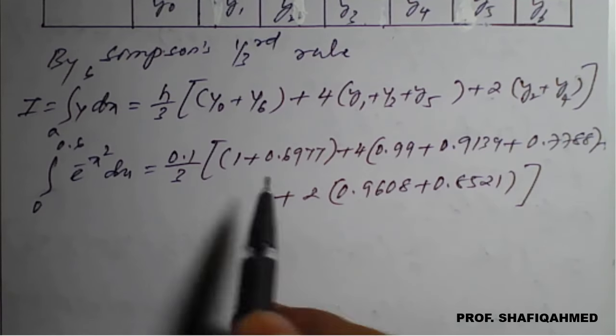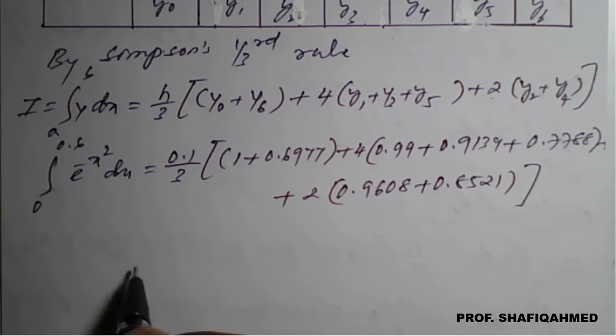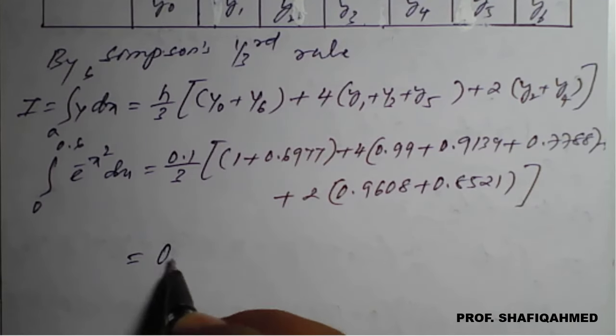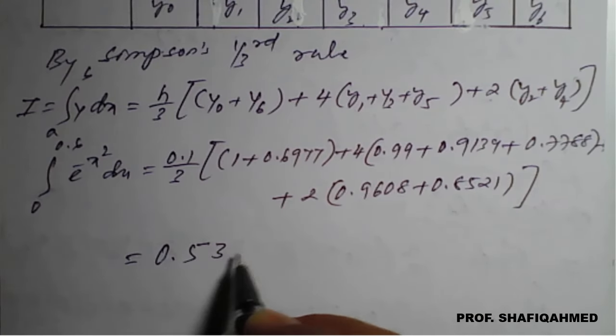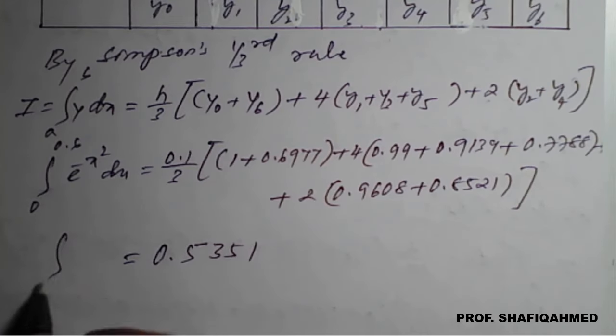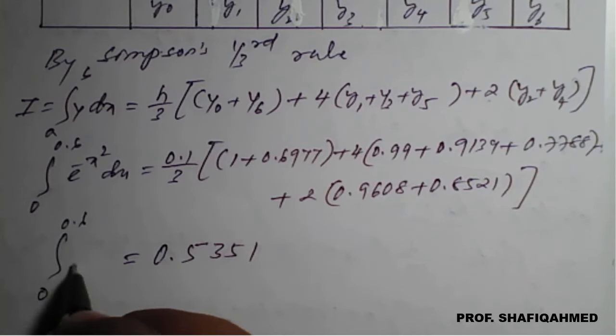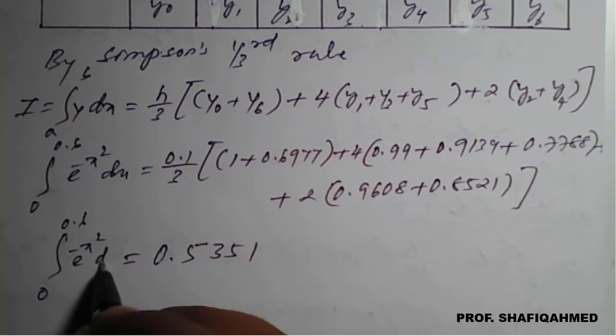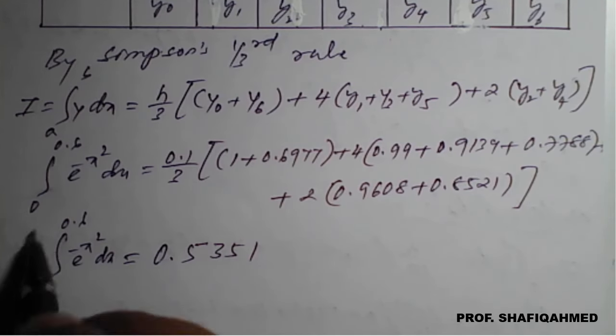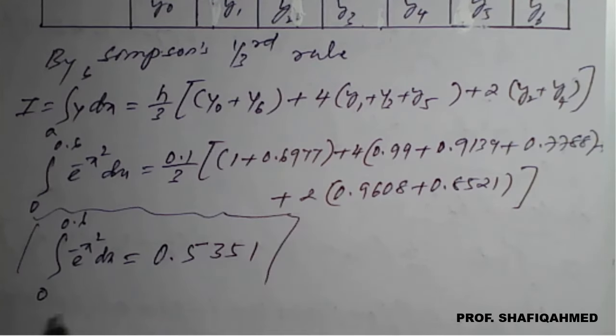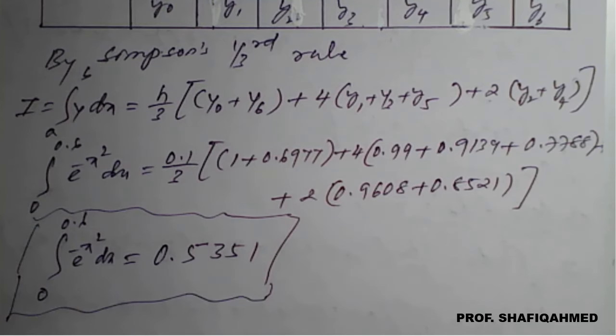If you enter all these values in the calculator, you will see that the result is 0.5351. That is the integration from 0 to 0.6 of e raised to minus x square dx. So this is the required solution of the given data using Simpson 1/3 rule.